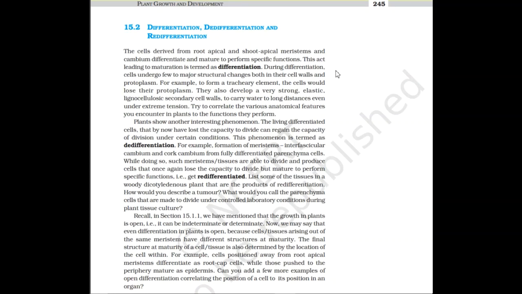During differentiation, cells undergo few to major structural changes both in their cell wall and protoplasm. For example, to form a tracheary element, the cell would lose its protoplasm. They also develop a very strong, elastic lignocellulosic secondary cell wall to carry water to long distances, even under extreme tension. Try to correlate the various anatomical features you encounter in plants to the function they perform.